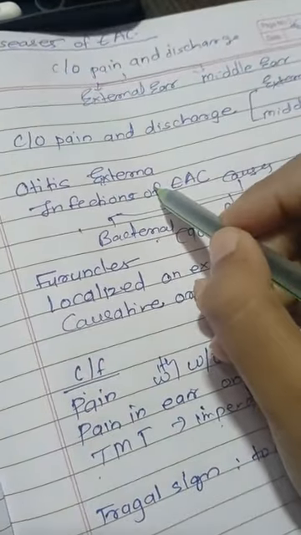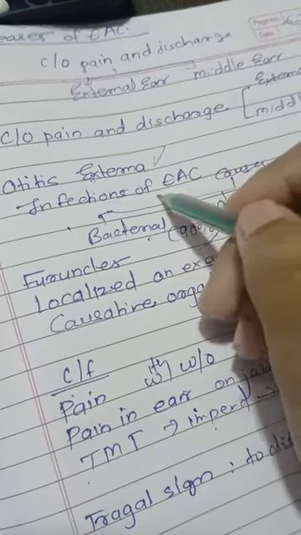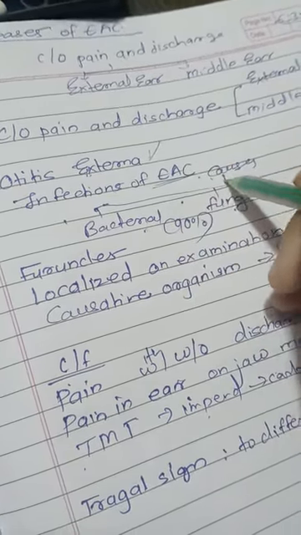Talking about otitis externa, it is a term used for infection of the external auditory canal. What are the causes?